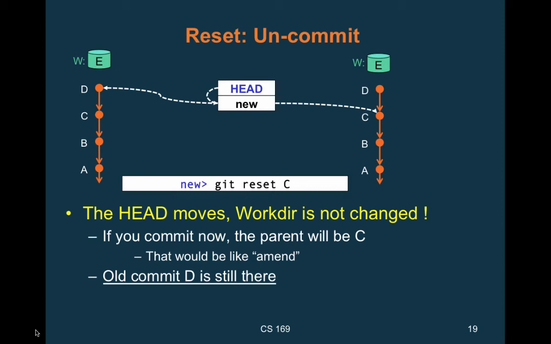So you can use it for the same reasons as you use amend, for example. You want to redo D, but to also contain E as well. So you made some more changes on top of D, but you don't want two commits, D and E. You want just one commit directly from C to E. And you do that by uncommitting, and then the diff is from C to E, and then you commit.